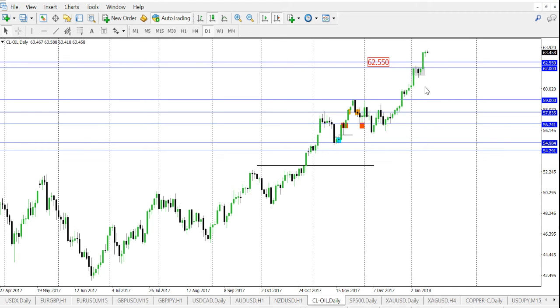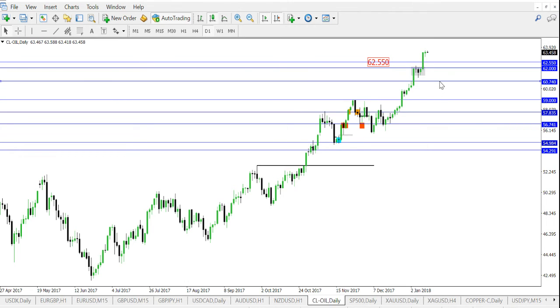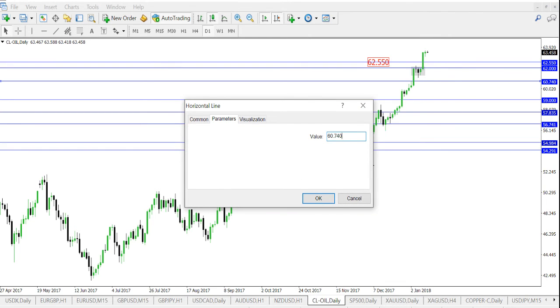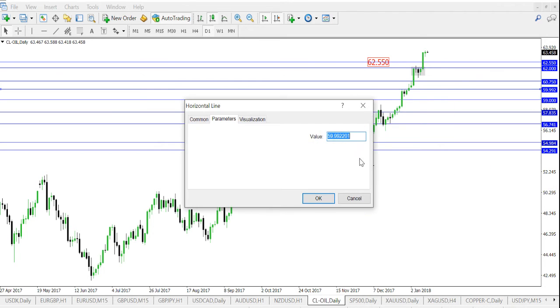If price rejects lower and keeps coming down, your next level that you want to look at is, let me just get rid of these day dividers here for 1 second. Or I guess those would be month dividers. The next level I think you'd be looking at, excuse me, is 60.75. Potentially you could pick up a long there. That's another area of interest for me. The next area is 60 even.